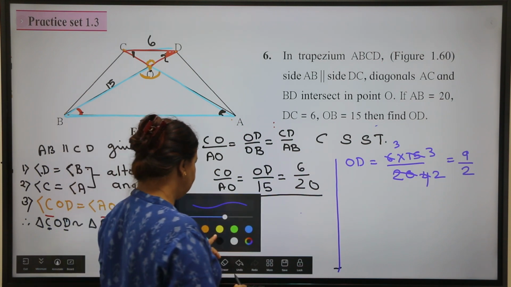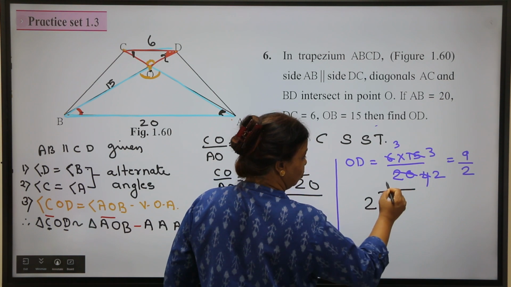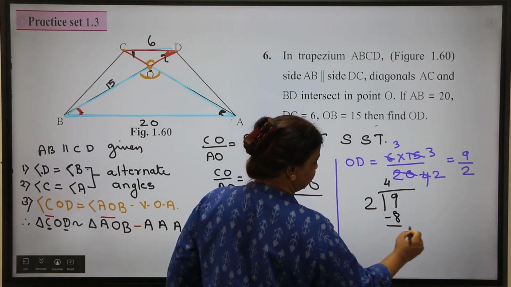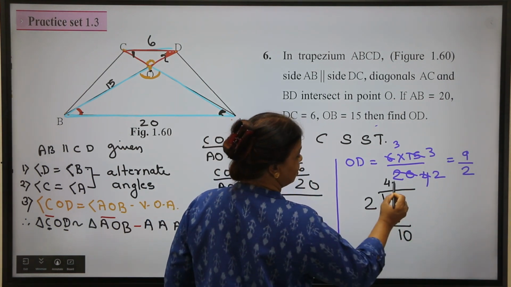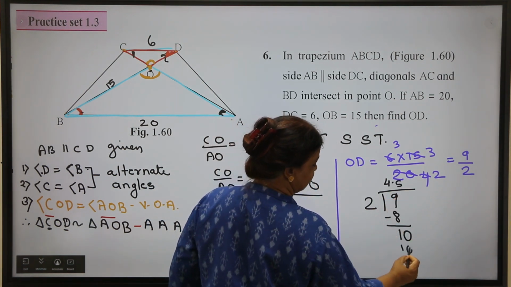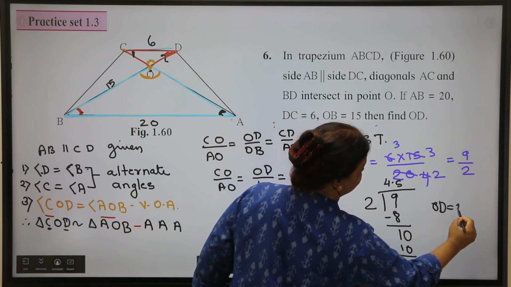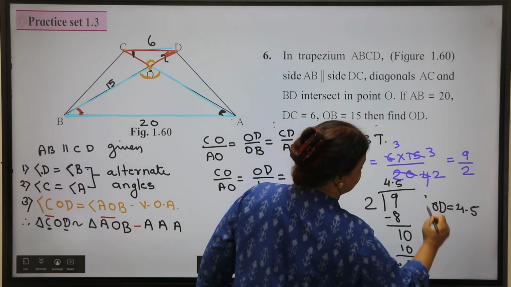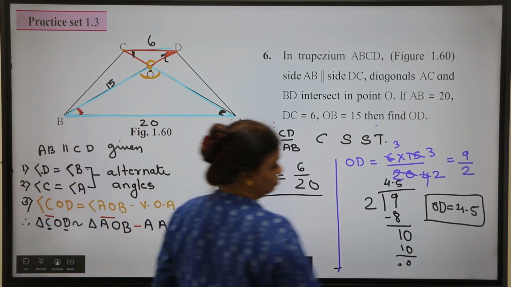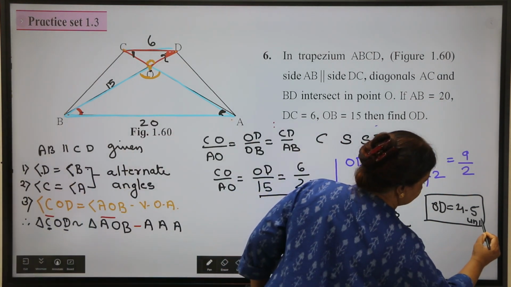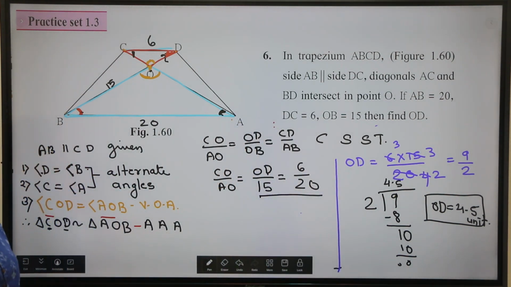So how to divide, children? I know some children don't even know division. 2 4s are 8, 1 came down, 0 increased, 2 5s are 10, 0. So 4.5. So OD is equal to 4.5 unit. As the units are not given, you can write unit. You can pause and you can solve the video, children.